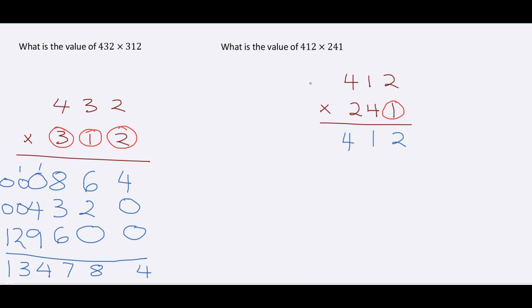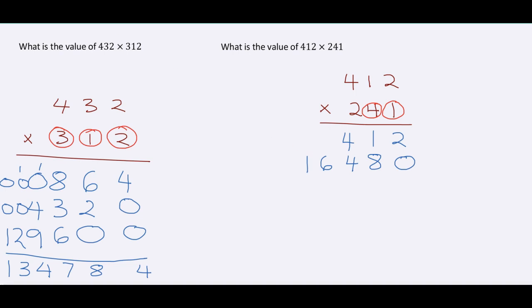Now we're going to go over to the number in the tens position, but then we need to remember to start in the ones place. We put a 0 in there. So 2 multiplied by 4, we have 8. 1 multiplied by 4, we have 4. And then 4 multiplied by 4, we have 16.